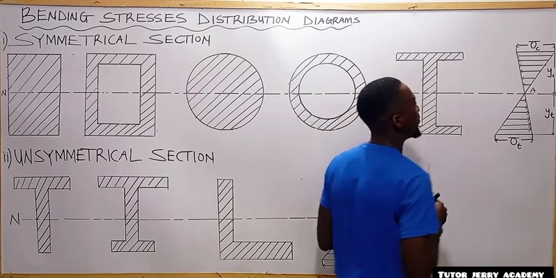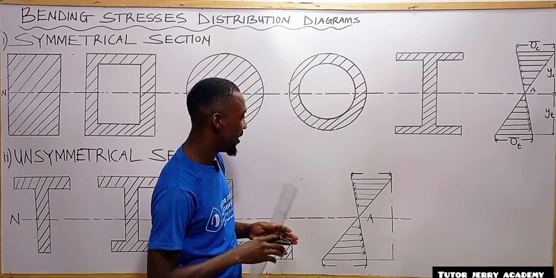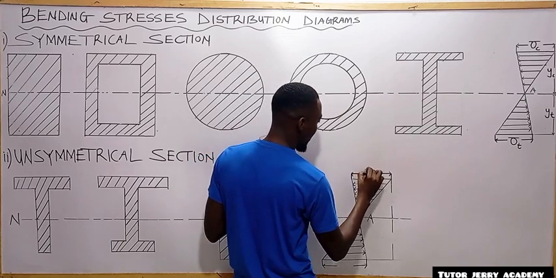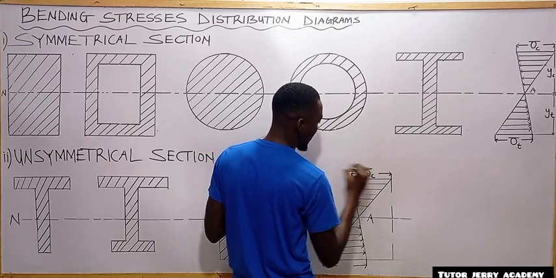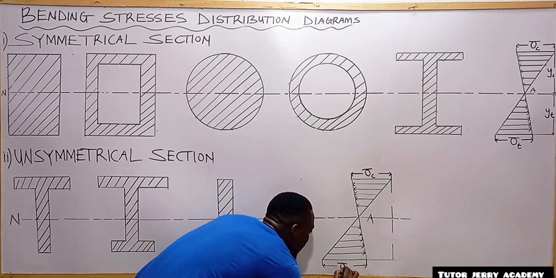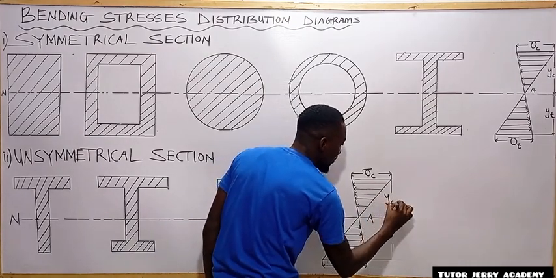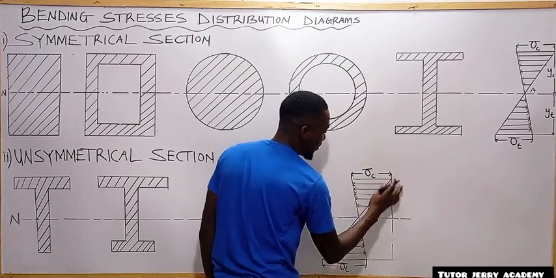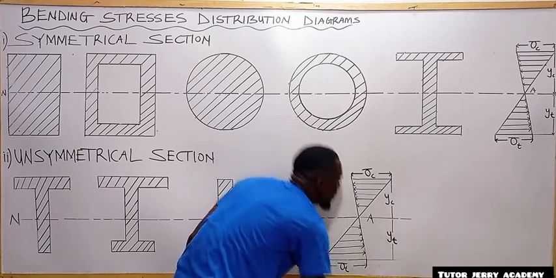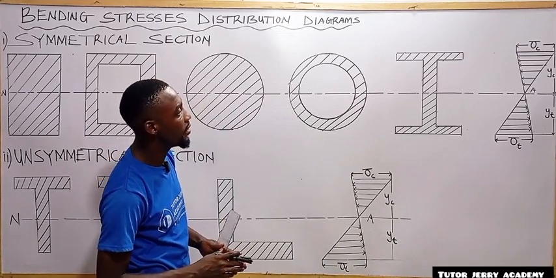All right, so this is for our stress distribution diagram. So similarly with this, we are going to have compressive stress here, while the bottom part will be subjected to tensile stress, and here we are going to have Y subscript C. It is the distance from this point to this point, while the distance from here to here is going to be Y subscript T.